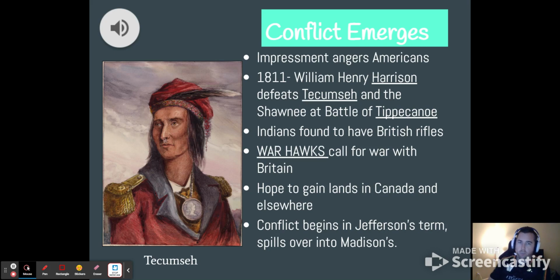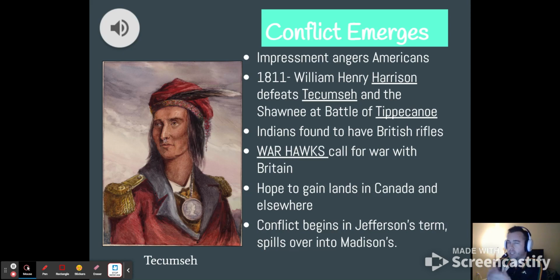In that conflict, as I mentioned, there were British rifles found. And so the warhawks, these people that are going to be very much advocating for war against Britain, because Britain has been stealing sailors off our ships, and now we've seen that they've given weapons to Native Americans, are going to call for war with Britain. The hope here is that they can gain territory, not just defeat Native Americans and take that territory, and clear out Native Americans, which again is a continuation from the 1600s and 1700s, but also take parts of Canada, which is British territory. Right, we're kind of a new country that still has British territory on our northern border, Canada.